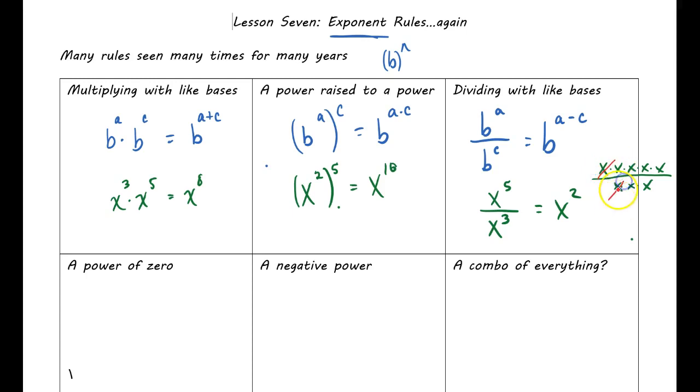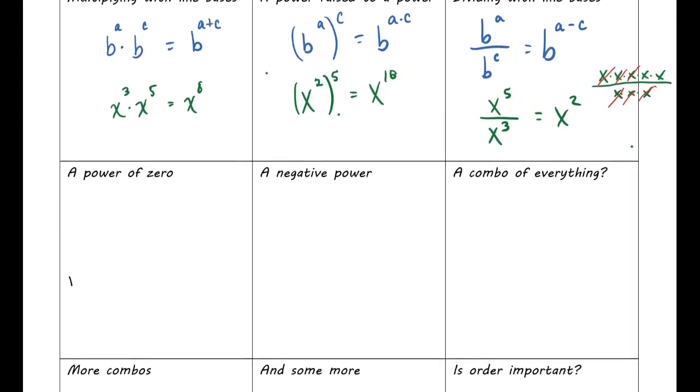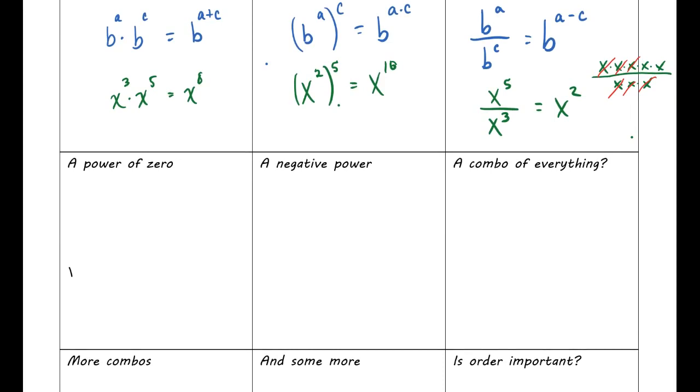So gone, gone, gone, and whatever's left over is this x, and there's 2 of them up here, so x squared on top. So that's kind of why that rule works, if you were curious. Okay, now a power of 0. I'm always impressed at how many people do remember this one.